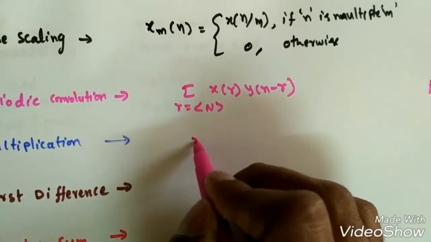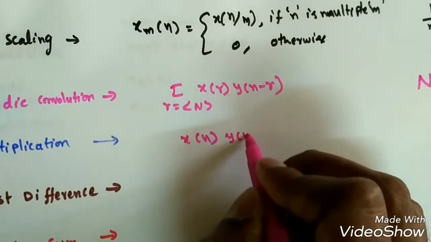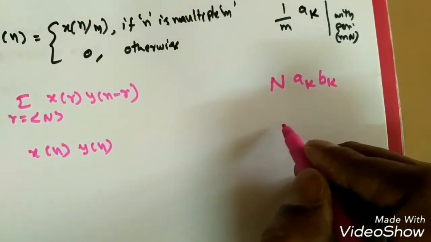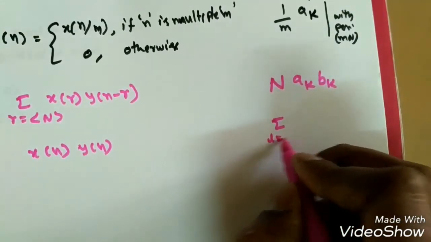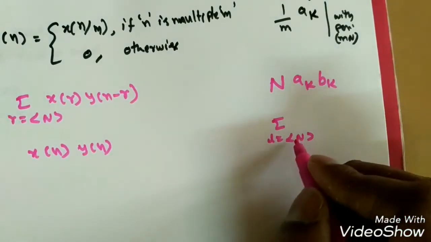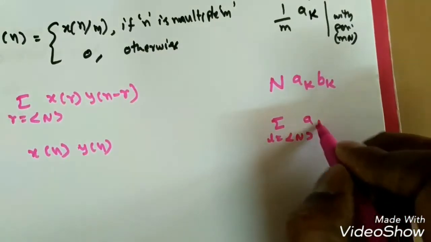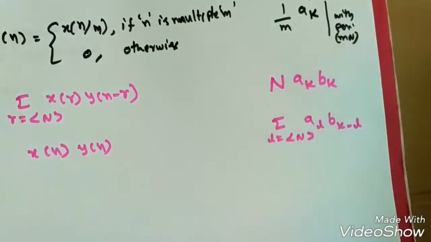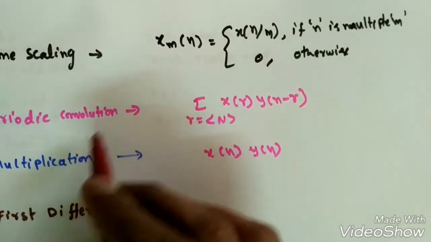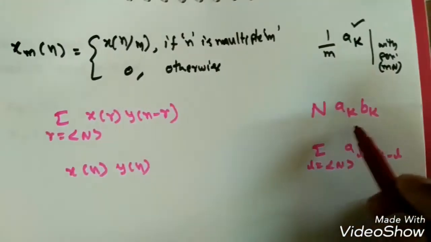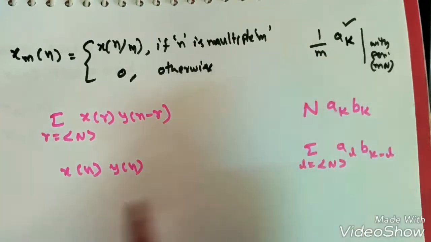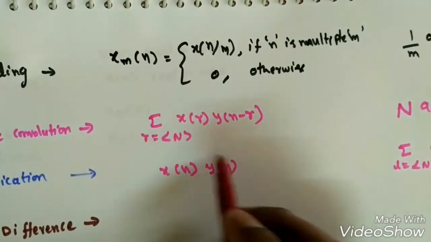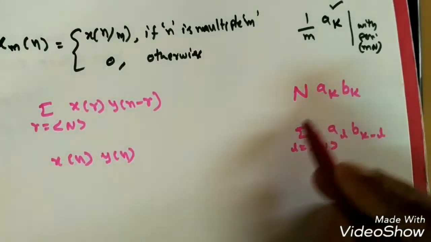Similarly, if I do multiplication in this discrete domain, that is x of n into y of n, what do we get? The convolution in the Fourier series coefficients, that is the sum over l, again over the period n, giving a l b k minus l. So these are two important properties: periodic convolution and multiplication. When you do convolution in the time domain, we get multiplication in the Fourier coefficients, multiplied by the time period. Opposite in multiplication: if there is multiplication in the time domain, we get convolution in the Fourier coefficients.